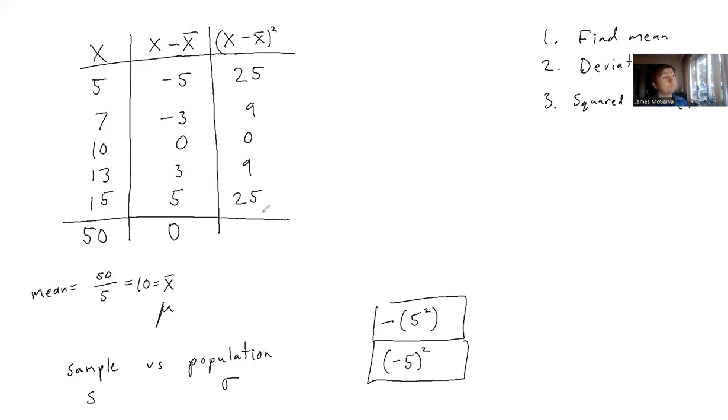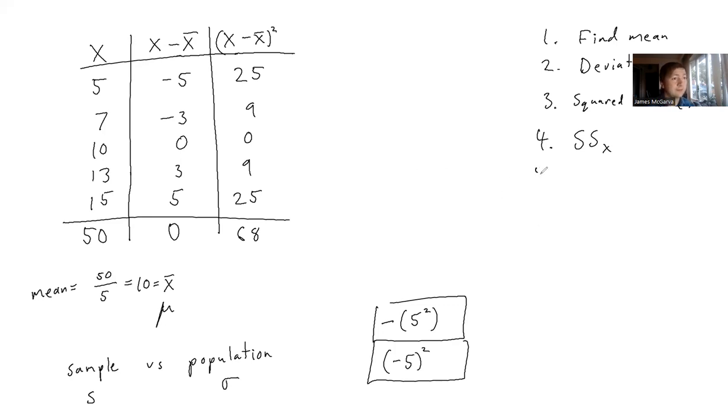And now we add it up. All right, we add it up, and this is the sum of squared deviations. Sometimes this is labeled SSX, which you won't really need to know in this class. If you go deeper in statistics, there are times when this SSX actually becomes useful on its own, but we don't need to know it. For us, it's just a step along the way. So 25 plus 9 plus 0 plus 9 plus 25 is 68. So we've got 68 here.